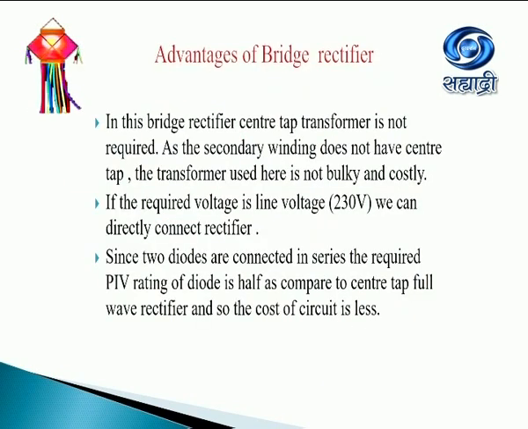Advantages of bridge rectifier. In this bridge rectifier circuit, a center tap transformer is not used. As the secondary winding does not have a center tap, the transformer used here is not bulky and costly. If the required voltage is line voltage, that is 230 volts, we can directly connect the rectifier. Since two diodes are connected in series, the required PIV rating of a diode is half as compared to center tap full wave rectifier, and so the cost of the circuit is less.